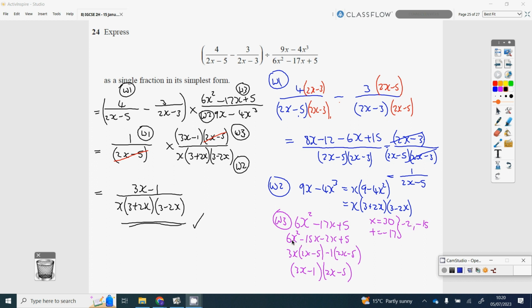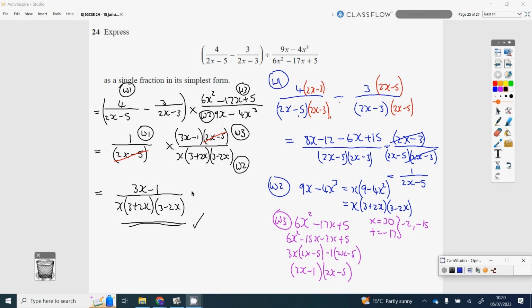You then fully factorize terms 1 and 2, giving me this. And then you fully factorize terms 3 and 4, giving me this. And note how I've just fiddled around with the sign here to make sure the bracket is repeated. Then my final answer is the first bracket is the 3x minus 1, and my second bracket is the repeated bracket, the 2x minus 5. So that's how I've gone from 6x squared minus 17x plus 5 to 3x minus 1, 2x minus 5.